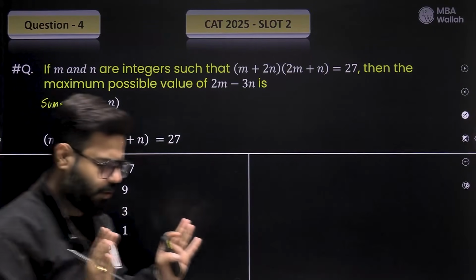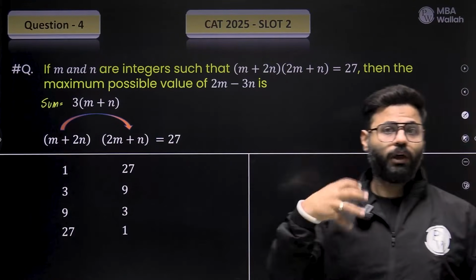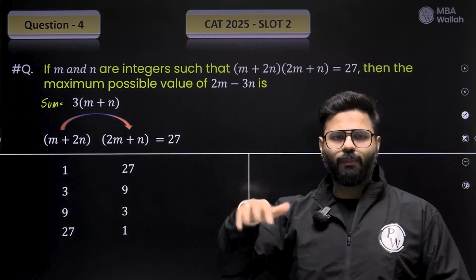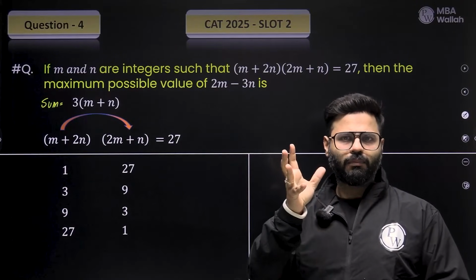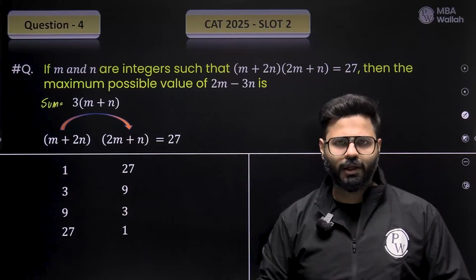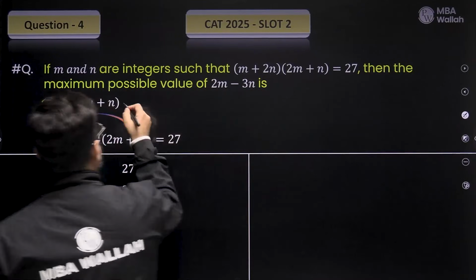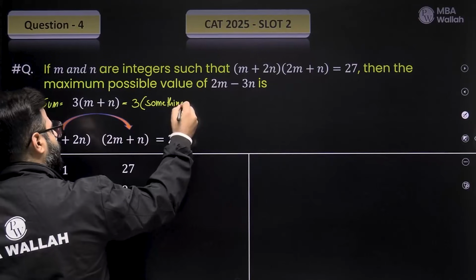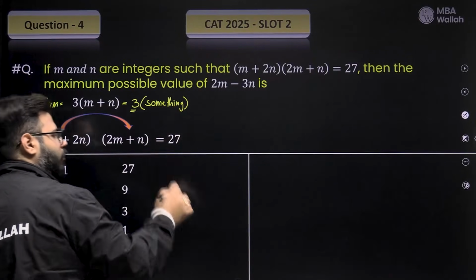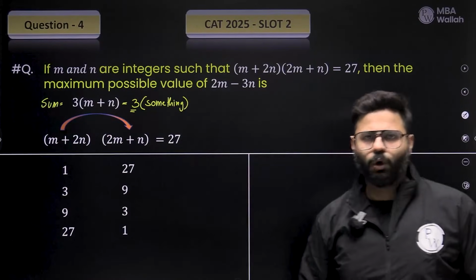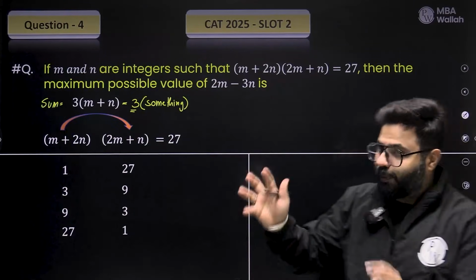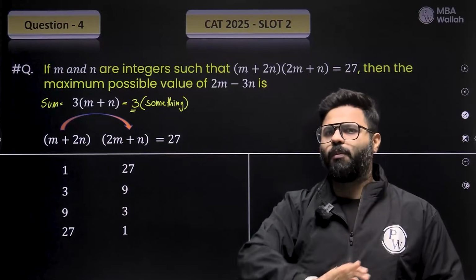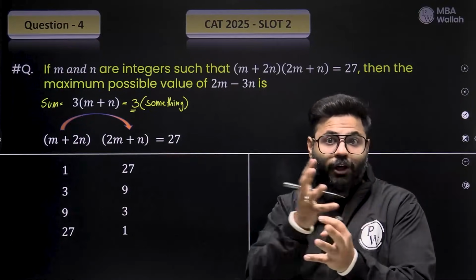Just watch till here, be very comfortable. So what did we observe? That somehow the two integers that product to 27, their sum is something unique. It is 3 into m plus n, that means 3 into something. That means the sum must be a multiple of 3. That means the sum of the two integers that product to 27 must be of the form 3 into something. Let's check it out.